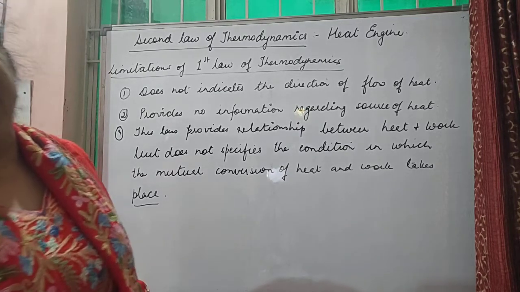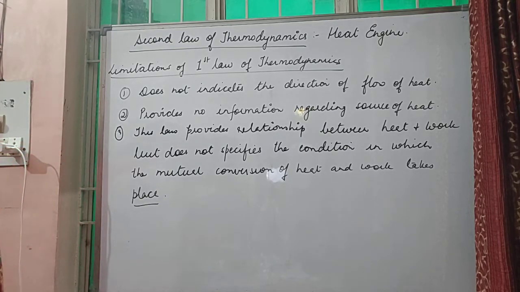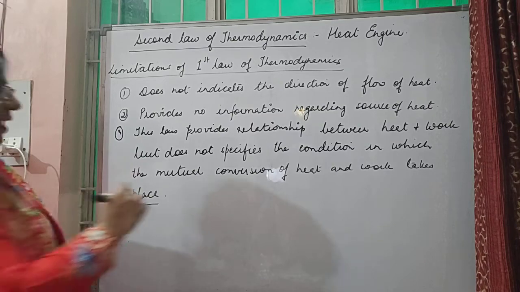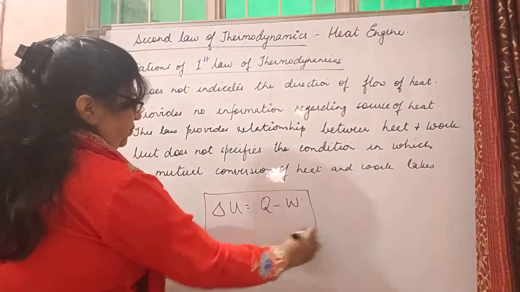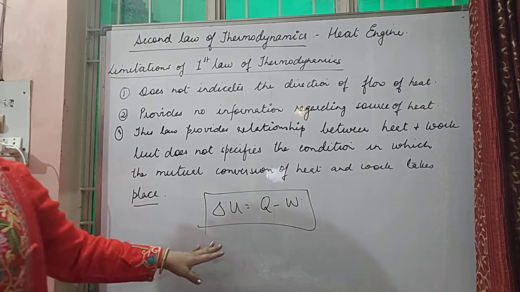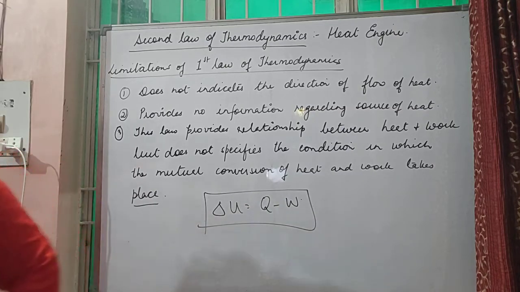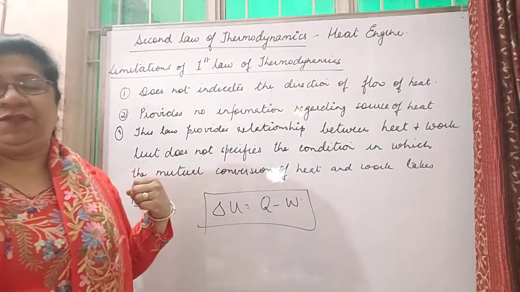As you all know, in the first law of thermodynamics, I told you there is no statement, there is only the formula which defines the first law of thermodynamics, and that was given as delta U is equal to Q minus W. This formula defines the first law of thermodynamics, where Q is the amount of heat given to the system, a part of which is used up in increasing the internal energy of the system, and a part of it was used up in doing the work by the system. And finally we derived this formula, and this was the first law of thermodynamics.